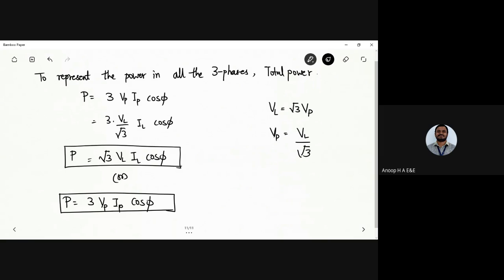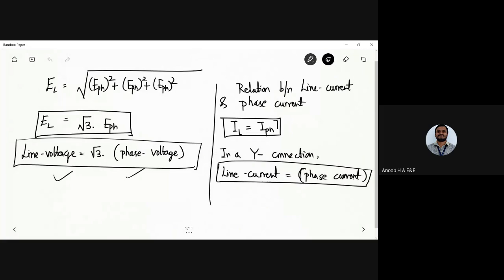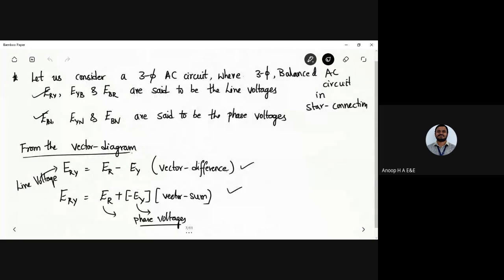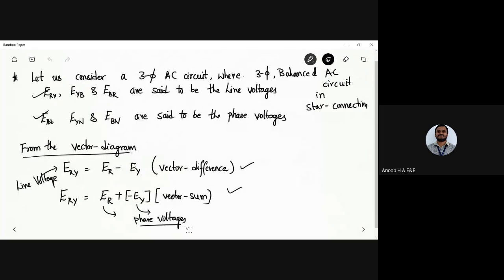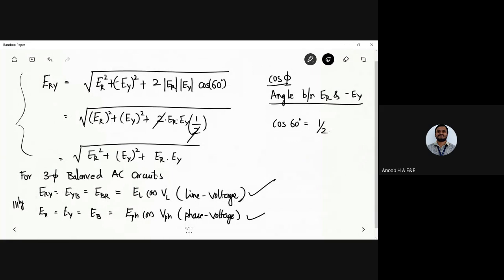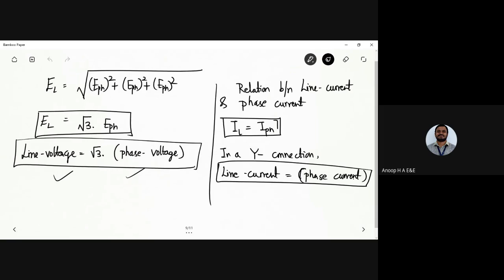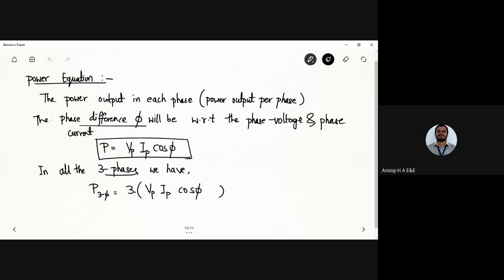Now you might get the derivation, either for the star connection or the delta connection. You have to write the circuit diagram, the explanation, and the vector diagram, and show the relation of vector difference and vector sum. Next, list down the relation between line voltage and phase voltage, then the power output equation. So this is the relation between line voltage and phase voltage and line current and phase current in a star connected AC circuit.